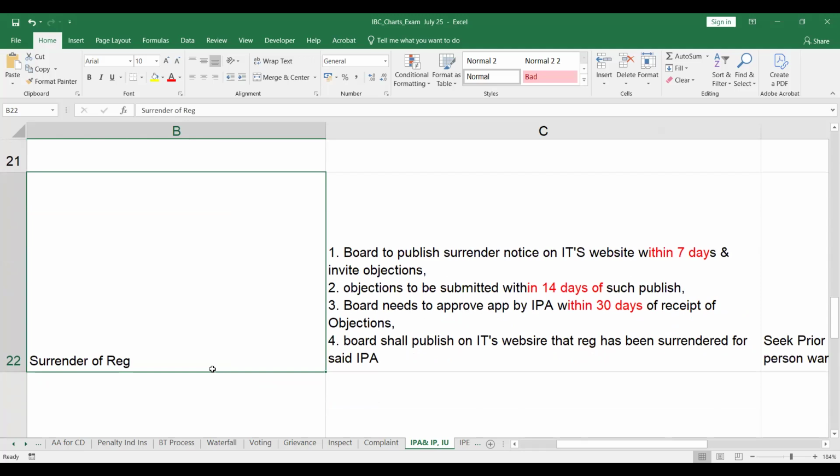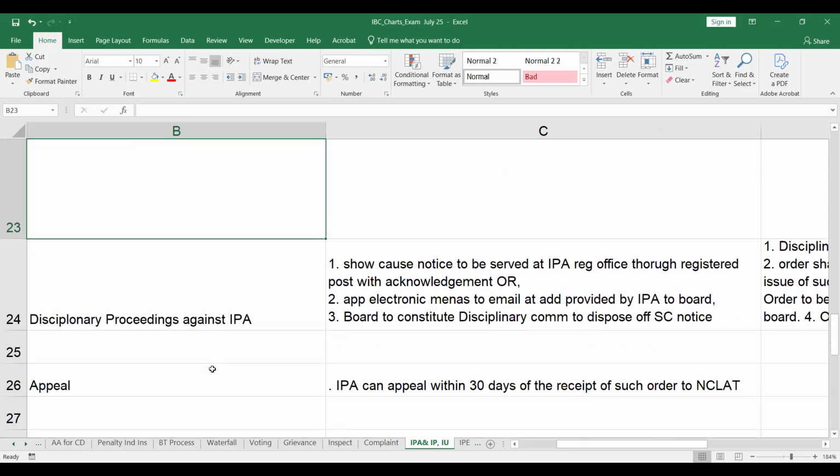Surrender of registration. If an IP wants to surrender its registration, it will surrender its registration to the IPA, and the IPA will inform the board within 1 working day. If an IPA wants to surrender the registration, then the board shall publish the surrender notice by the IPA on its website within 7 days, and it shall invite objections. Any objections are to be submitted within 14 days of such publication, and the board needs to approve the application by the IPA within 30 days of receipt of objections. And then the board shall publish on its website that the registration has been surrendered for the said IPA.